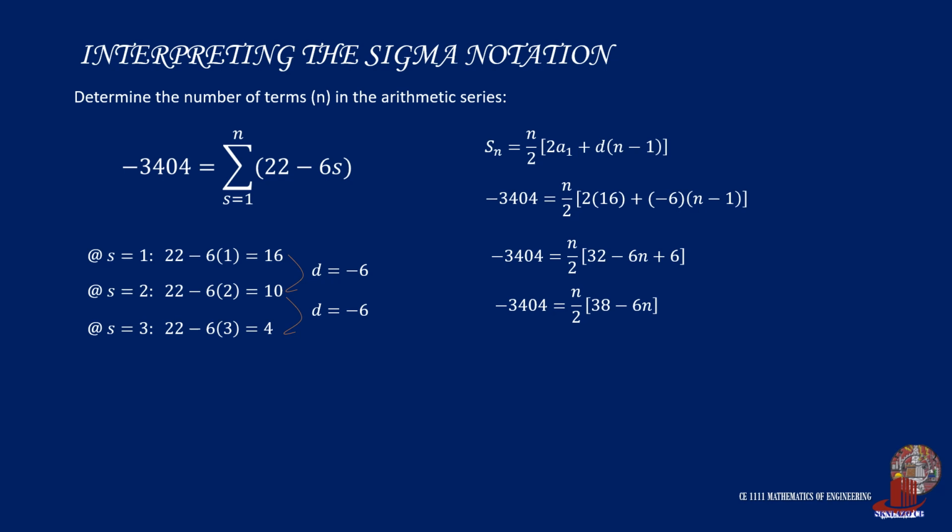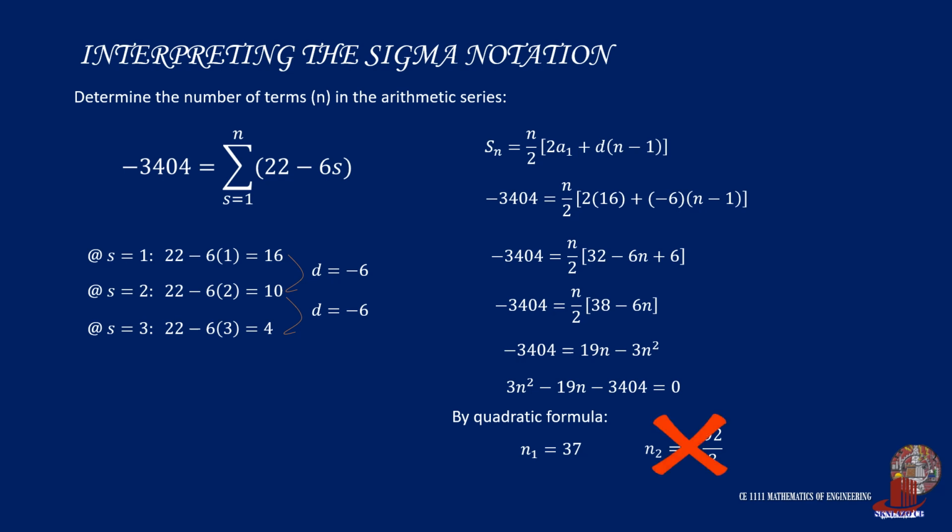So if n all over 2 is distributed, we get negative 3,404 is equal to 19n minus 3n squared. And after fixing the order of the terms, we end up with 3n squared minus 19n minus 3,404 is equal to 0. With such function, we can use the quadratic formula to solve for n, and we get n equal to 37 and n equal to negative 92 all over 3. And since n is the number of terms, a fraction for an answer is disregarded, so the answer for the problem is 37.